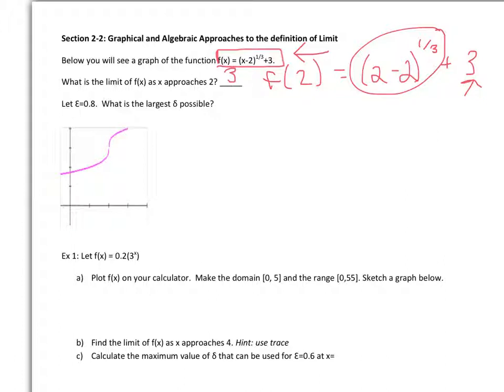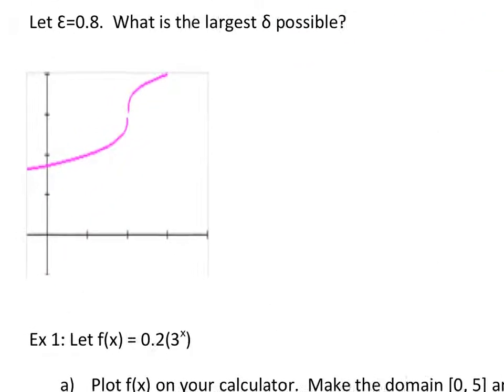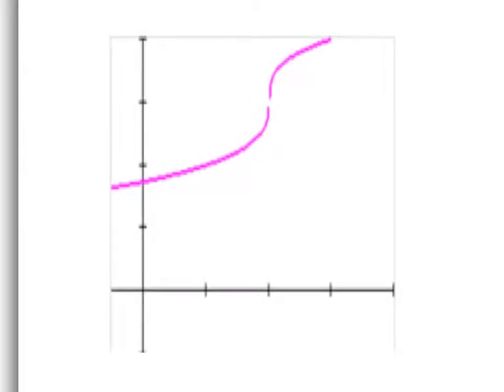So now, again, we're using our definition of a limit, our epsilon delta definition. So the second part says let epsilon equal 0.8. So that means that we want our values on our y-axis, our f of x values, to be within 0.8 of 3. So in order for us to look at this graphically, I'm going to zoom in on this graph. Okay, so I'm zooming in on my graph here. So remember that we figured out that our limit right here is at 3, and that occurs when our x value approaches 2.